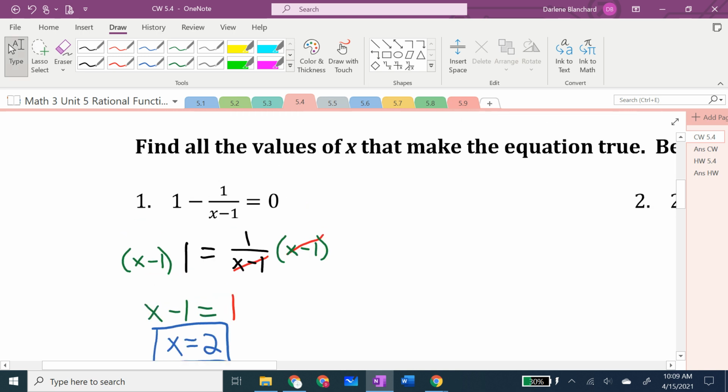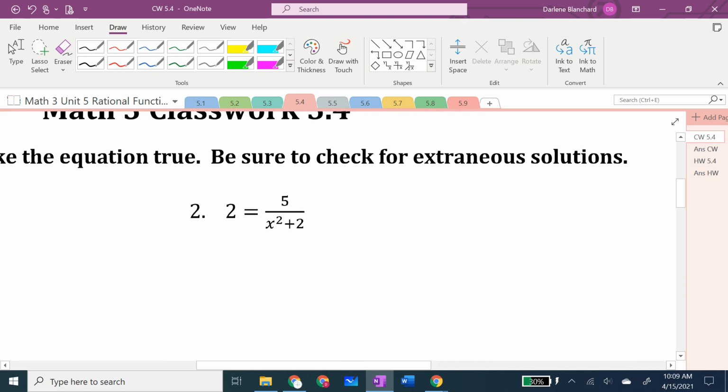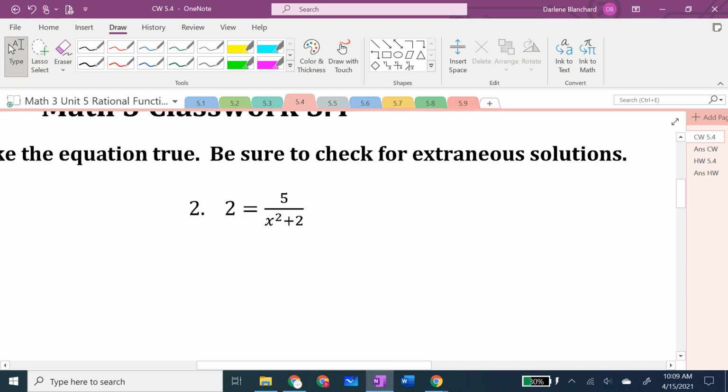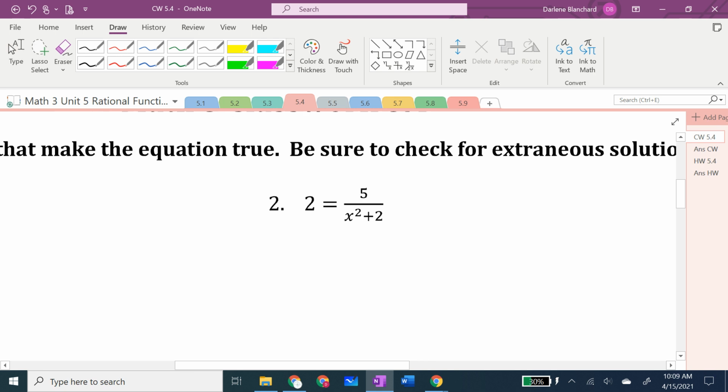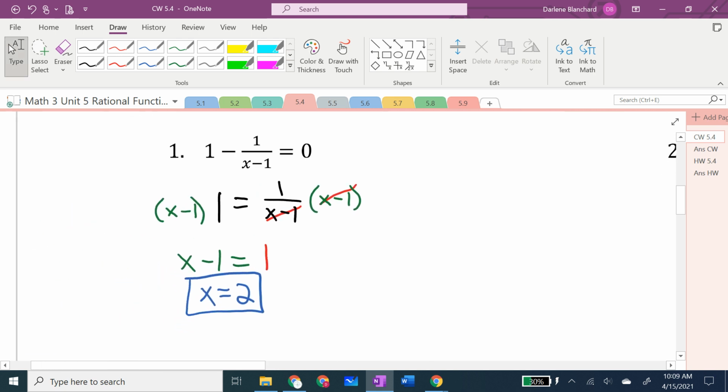Now, the directions say be sure to check for extraneous solutions. Why does it say that? There's only one type of extraneous solution you're going to possibly run into, and that's the issue of denominators aren't allowed to be 0. So if my answer had been x equals 1, I would have had to say that there's no solution because my x cannot make a denominator 0. That's the only thing you have to worry about.